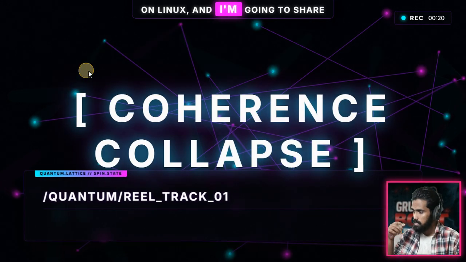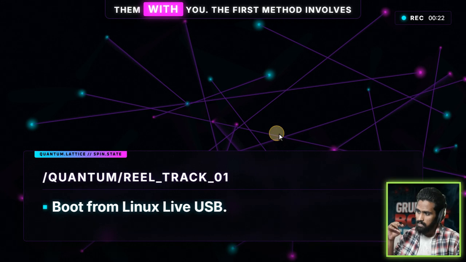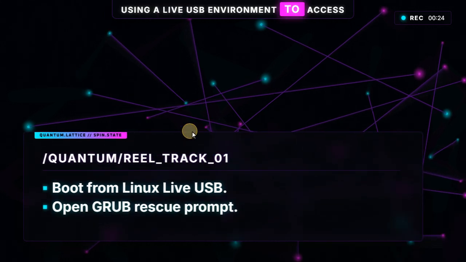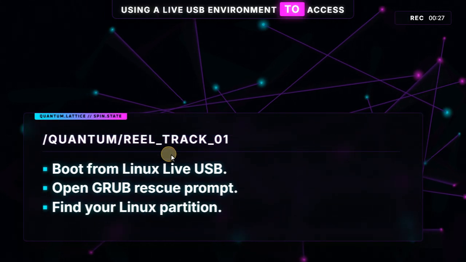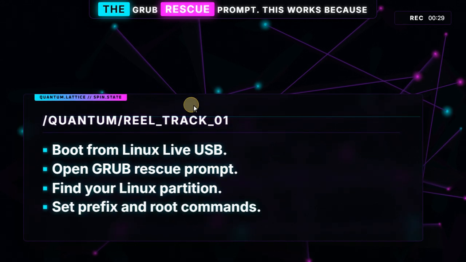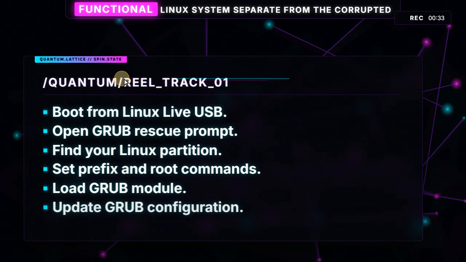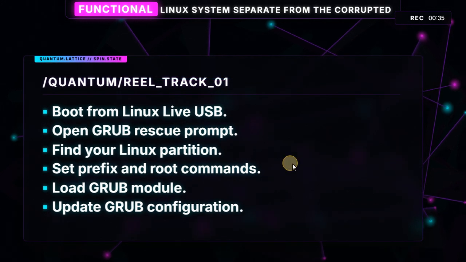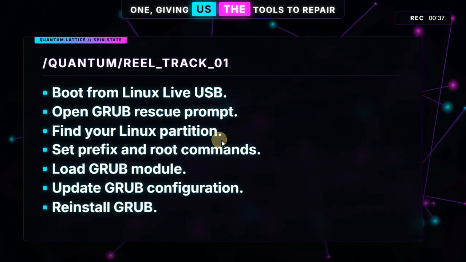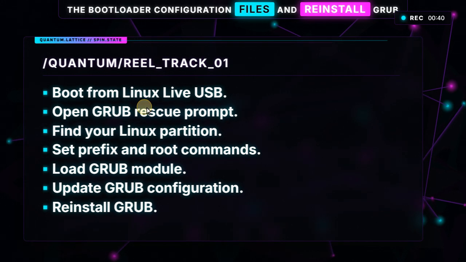The first method involves using a live USB environment to access the GRUB rescue prompt. This works because it allows us to boot into a functional Linux system separate from the corrupted one, giving us the tools to repair the bootloader configuration files and reinstall GRUB without the broken system interfering.